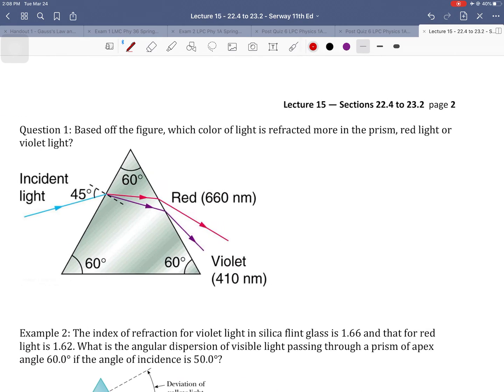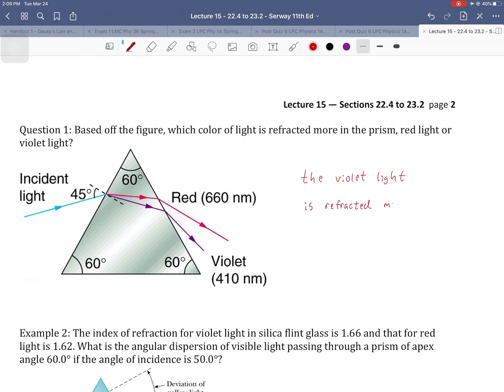Let's take a look at this question here. Based off the figure, which color of light is refracted more in the prism, red light or violet light? Well, looking at this first refraction going from air into glass, presumably what the prism is made out of, we see that the red light got bent some, but the violet light got bent more. So the violet light is refracted more.